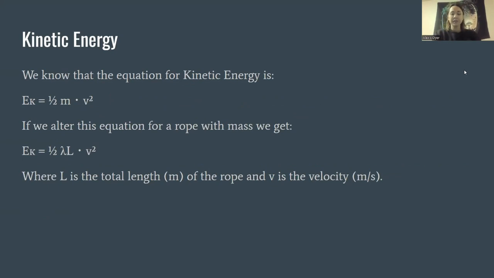Now, if we want to look at energy, specifically kinetic energy, we know from previous that the equation for kinetic energy is that kinetic energy is equal to half mass times velocity squared, or speed. If we alter this equation for a rope with mass, we're simply going to be changing that m for mass to the mass of our rope. And so that's going to give us that kinetic energy is equal to half lambda times length times velocity squared.